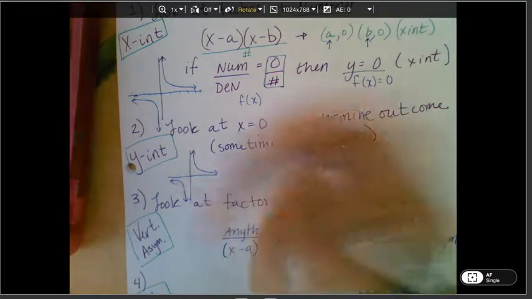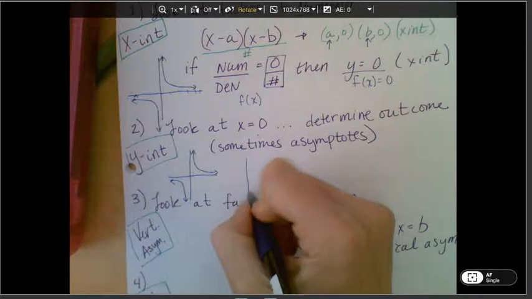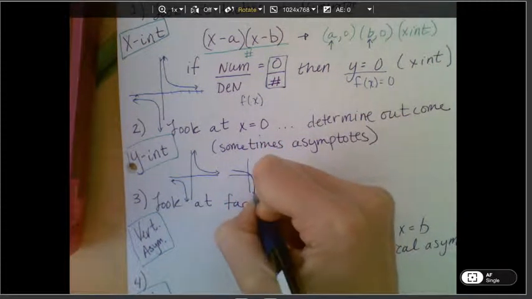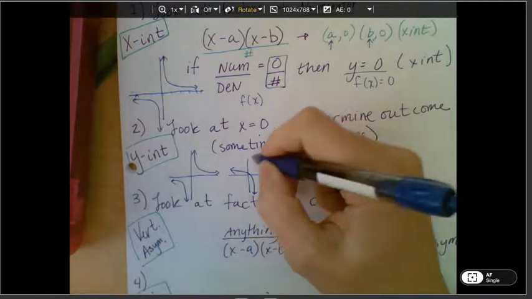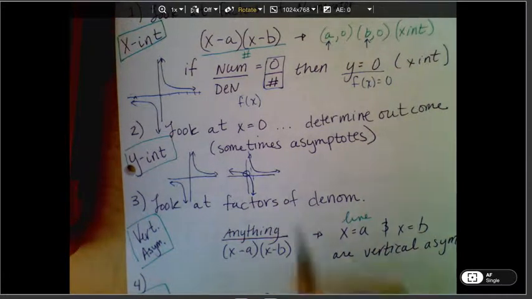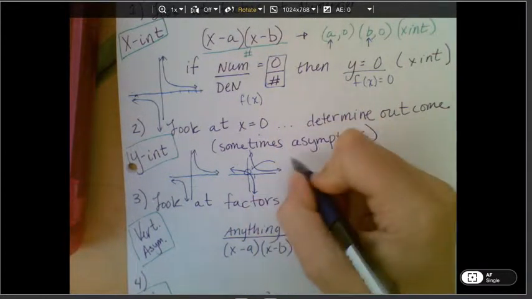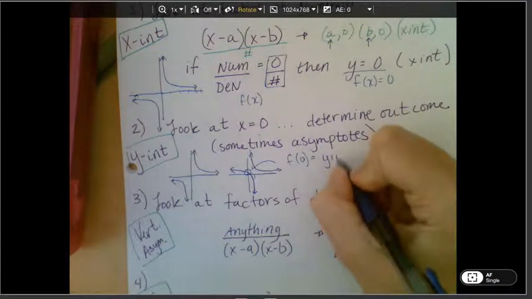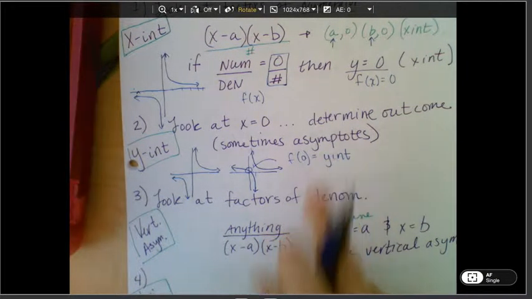But if I had some transformation on my rational function, it might do something like that, where your asymptote is like there, and so it can cross. So there I'm going to have f of 0 equals some y-intercept. That's what we're doing there.